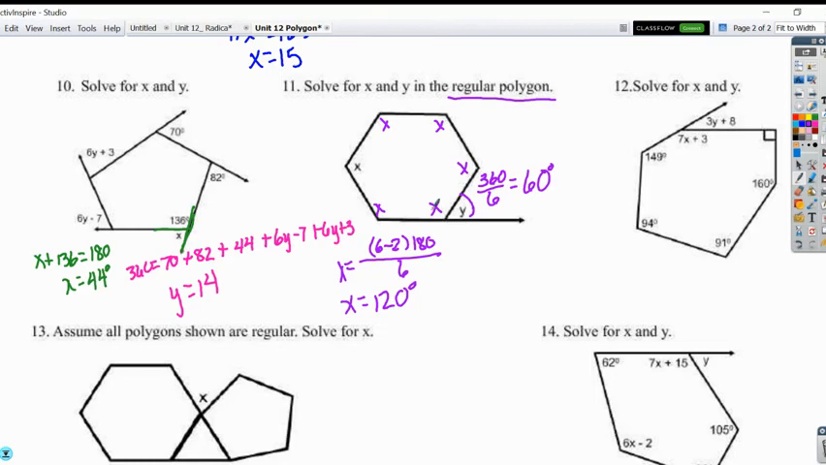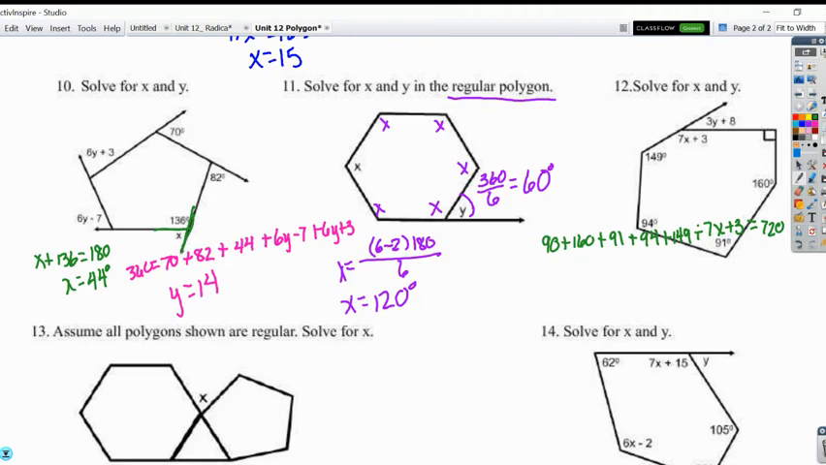Number 12, to solve for this x and y, we're going to need to set up those equations again. So I've got a 90 and a 160 and a 91 and a 94 and a 149 and a 7x plus 3, all of them together that have to total, let's see, 1, 2, 3, 4, 5, 6 sides. So 6 minus 2 times 180 gives me a total of 720 degrees in here. And so some great calculations and wonderful algebra then that have to go on as we are solving this.